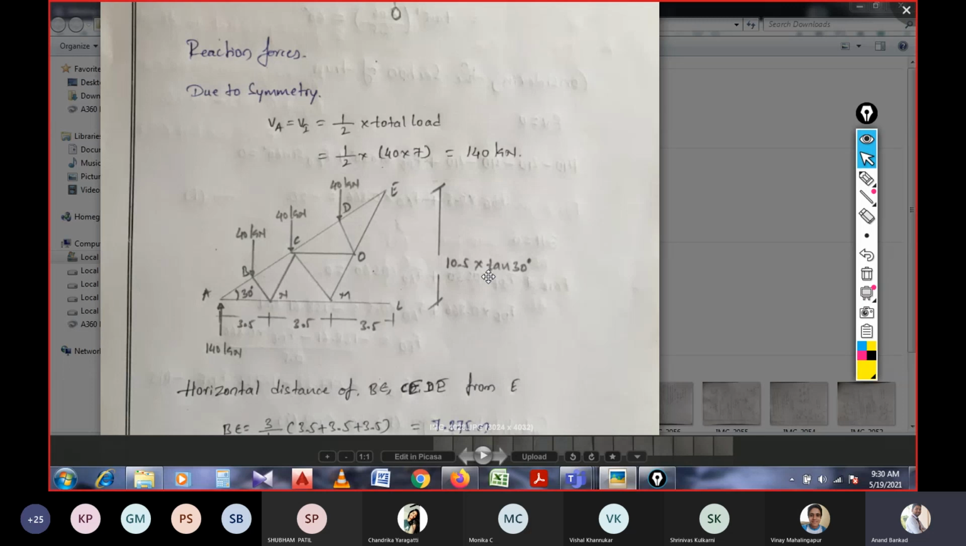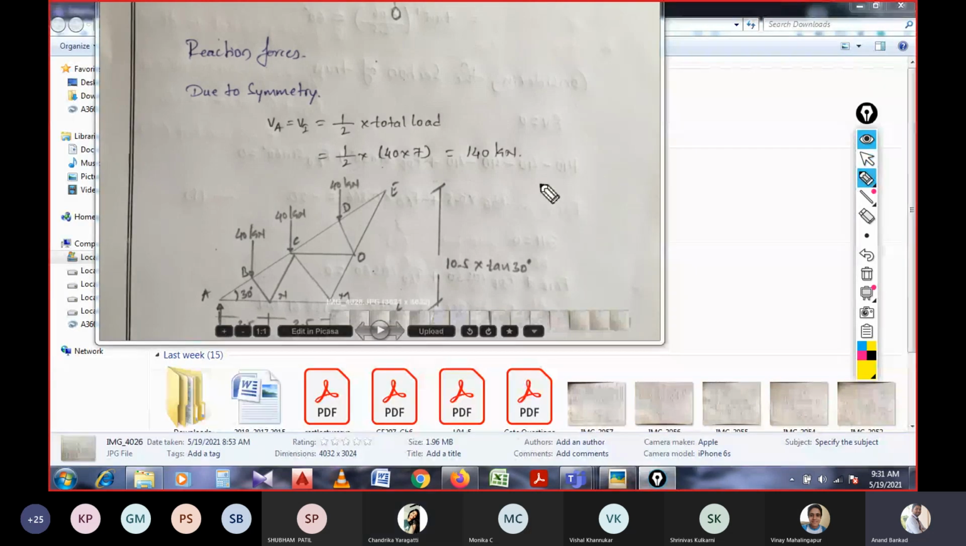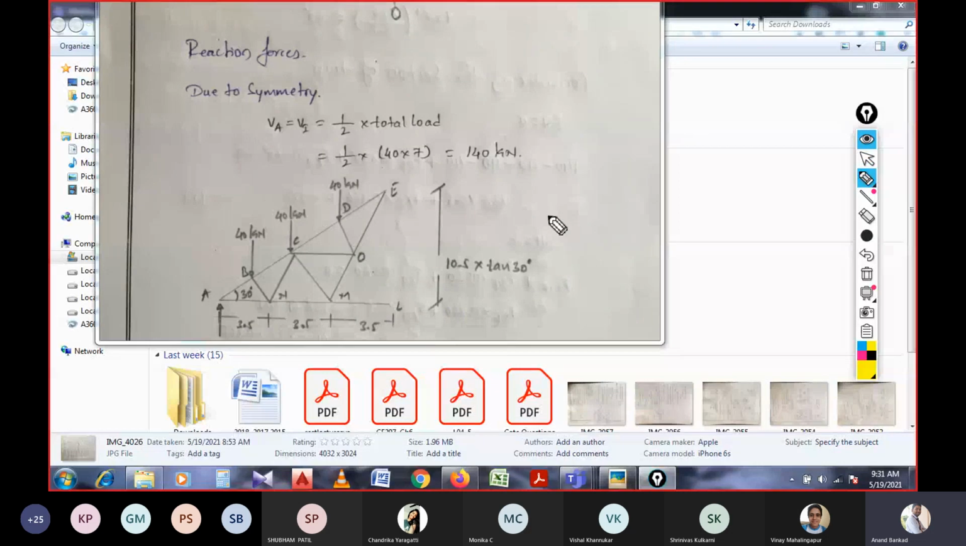Why is it taken as tan only? Why didn't we take sine or cos? Vinayak. Opposite by adjacent, sir. Okay, very good. So here, see, I will write for this one.